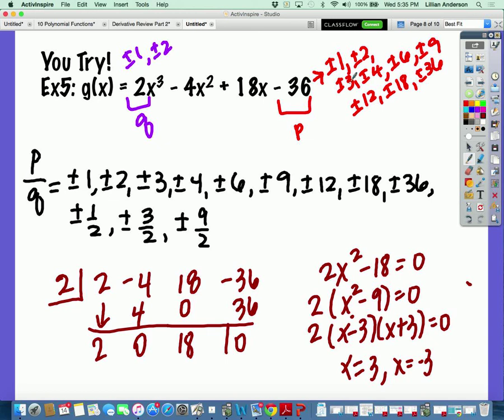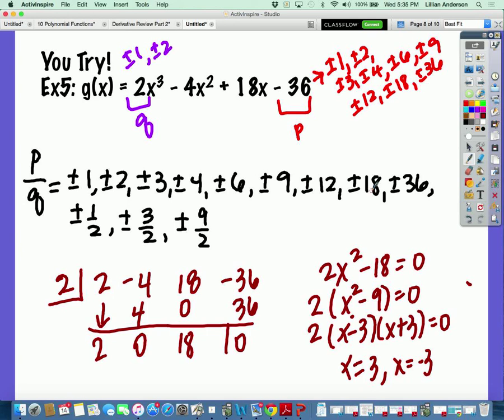3 over 2 is a plus or minus 3 over 2. 4 over 2 is a plus or minus 2, which I already have. 6 over 2 is a 3, I already have that. 9 over 2, I have a plus or minus 9 over 2. And then 12, 18, and 36, when I divide them by 2, I get 6, 9, and 18, which I already have. So these are your possible rational zeros.